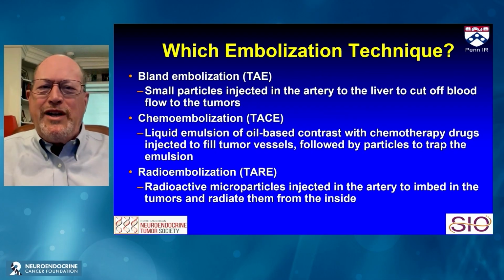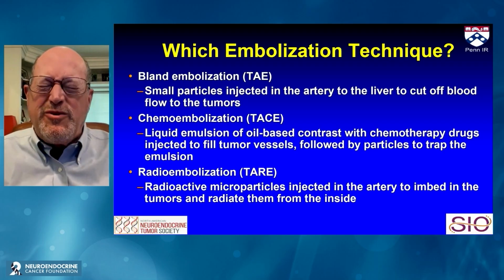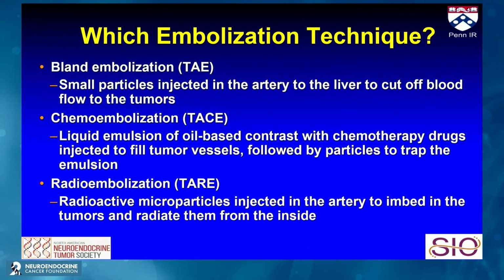So now, which technique do you want to use? As I said, there are 3 major flavors. There's bland embolization, where we just inject small particles into the artery of the liver and cut off the blood flow of the tumors. So the tumors die because we choked off their blood supply and deprived them of oxygen and nutrients. And that goes back to the 1970s.